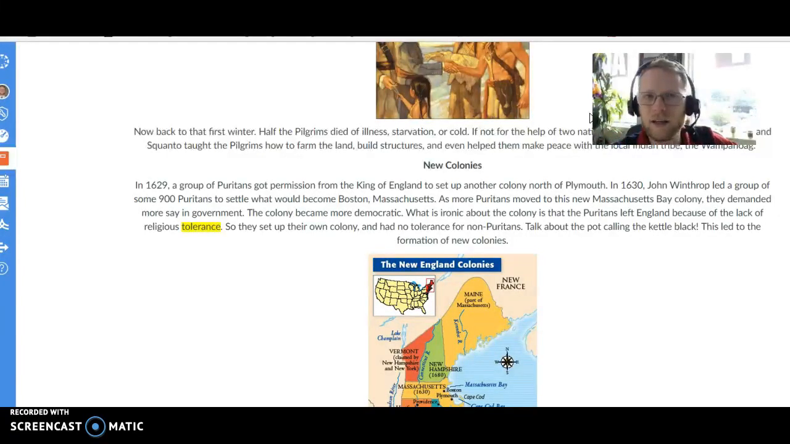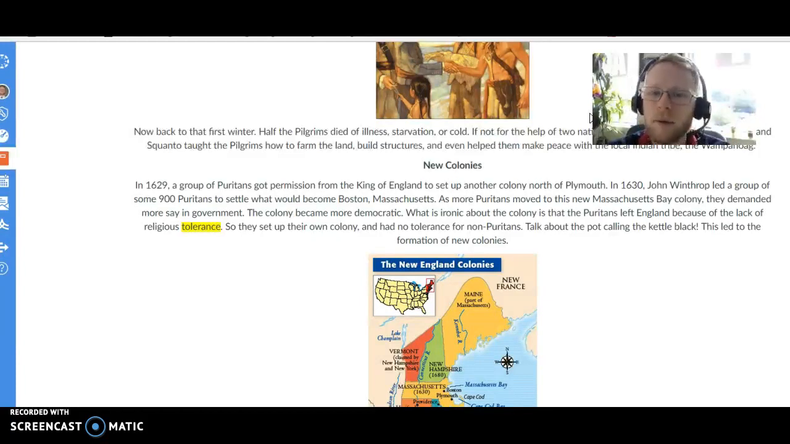In 1630, a guy by the name of John Winthrop led a group of some 900 Puritans to settle what would become Boston, Massachusetts. They called it the Massachusetts Bay Colony. As more and more Puritans moved into the new Massachusetts Bay Colony, they demanded more say in the government. The colony became a little more democratic.